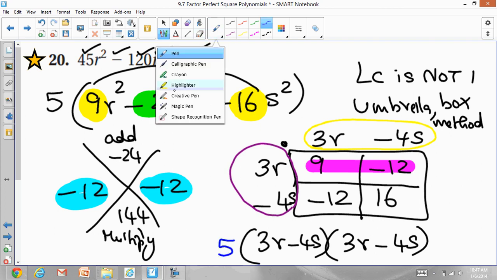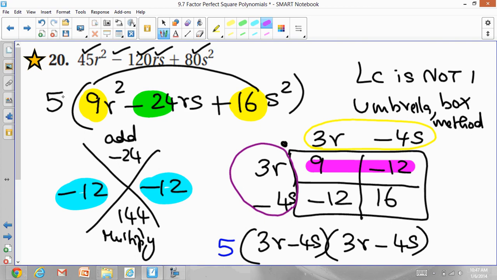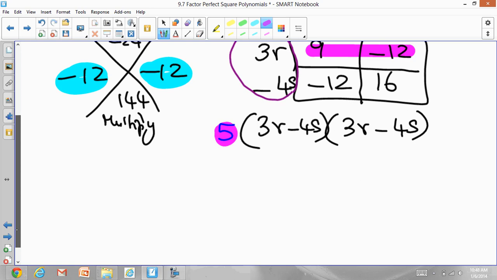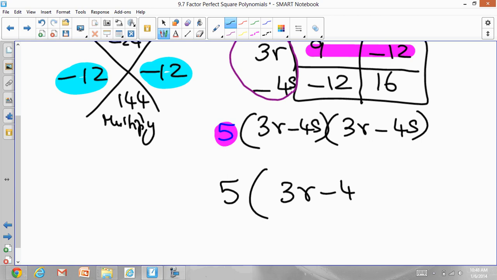So do not forget the 5. The 5 is part of the answer, so 5 also needs to come down. Once you realize this, the last step is 5, and you got 3r minus 4s repeating the same thing twice, so I'm just going to put the exponent 2. Recognizing the answer from your answer choices is most important. Most of the students will come to this step, but they won't recognize the answer. The only thing is 3r minus 4s appears twice, so the exponent is 2.